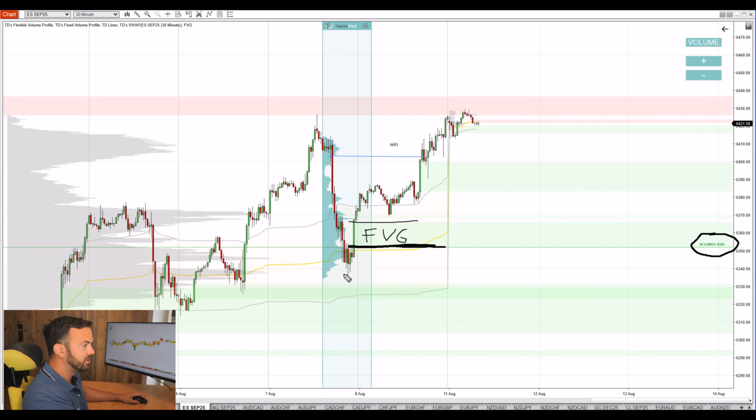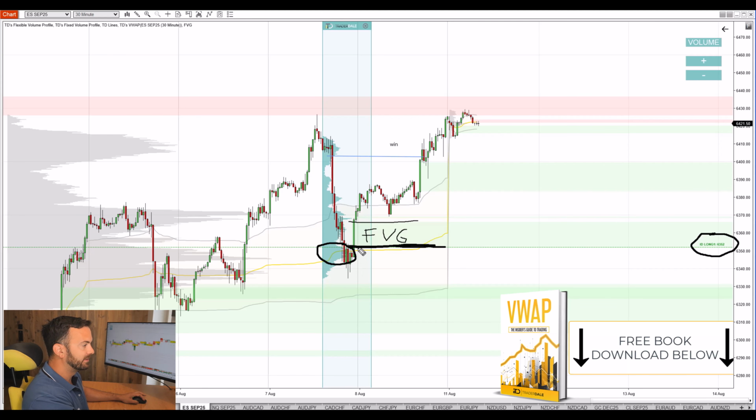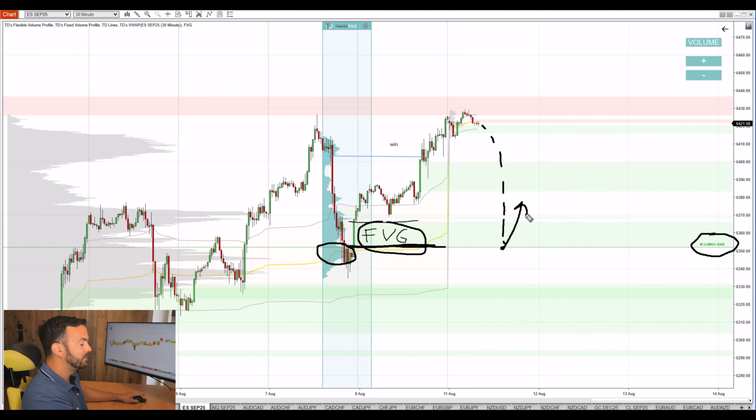All right, so we have the rejection, the significant volume cluster here, and also the fair value gap. So when the price comes back to this level, chances are that there'll be a reaction as the buyers from here will want to become active again and push the price upwards from there.